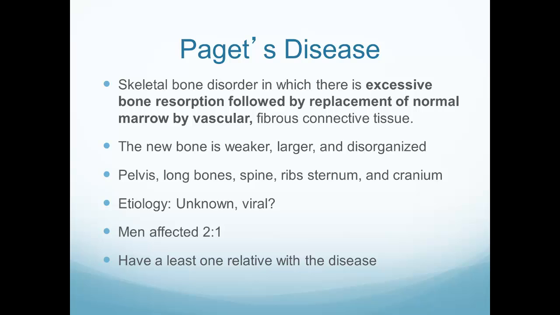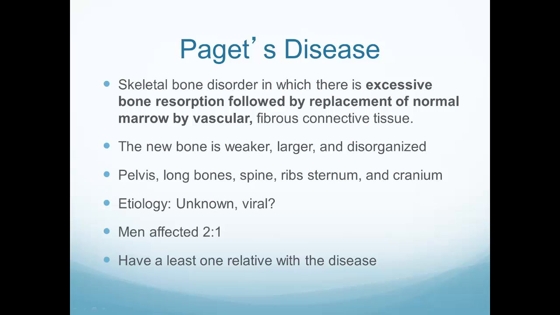Paget's disease is another type of situation here. This is a disorder of bone metabolism where there is an excessive amount of resorption of bone. The replacement of the bone is more vascular rather than more marrow, which causes the patient to have weaker, larger, more disorganized bones. This can result in pathologic fractures. Another problem that occurs with Paget's disease is that we can end up having a lot of calcium released into the bloodstream, causing a high calcium level in your patient.